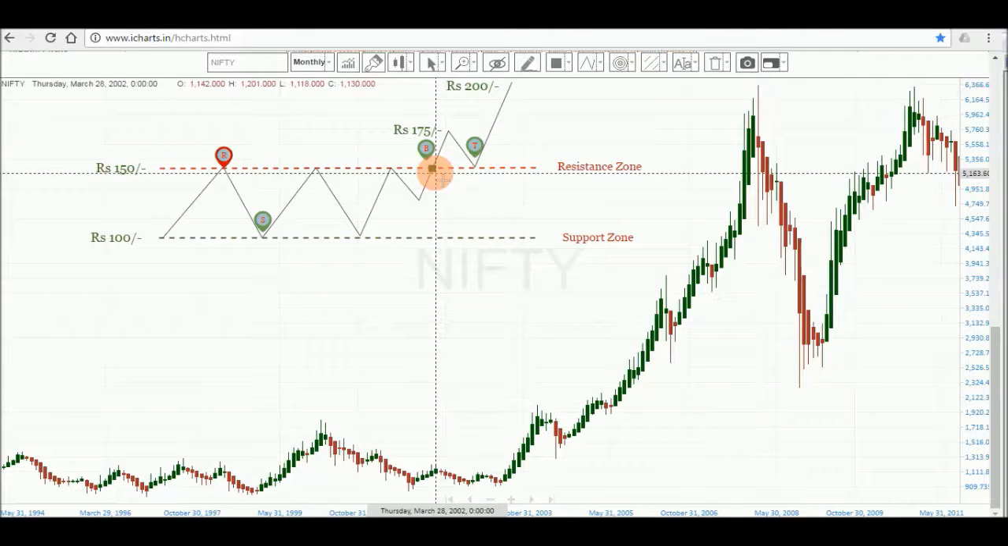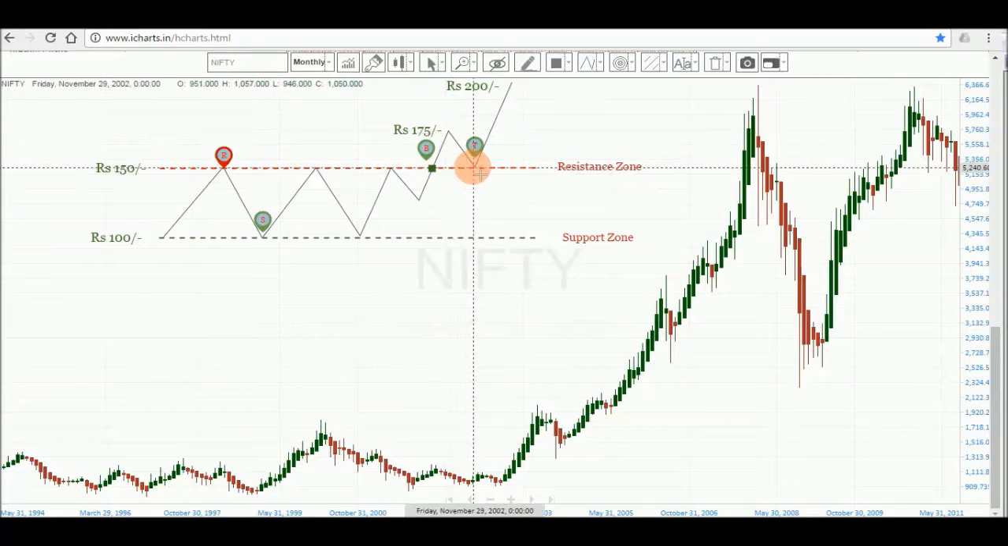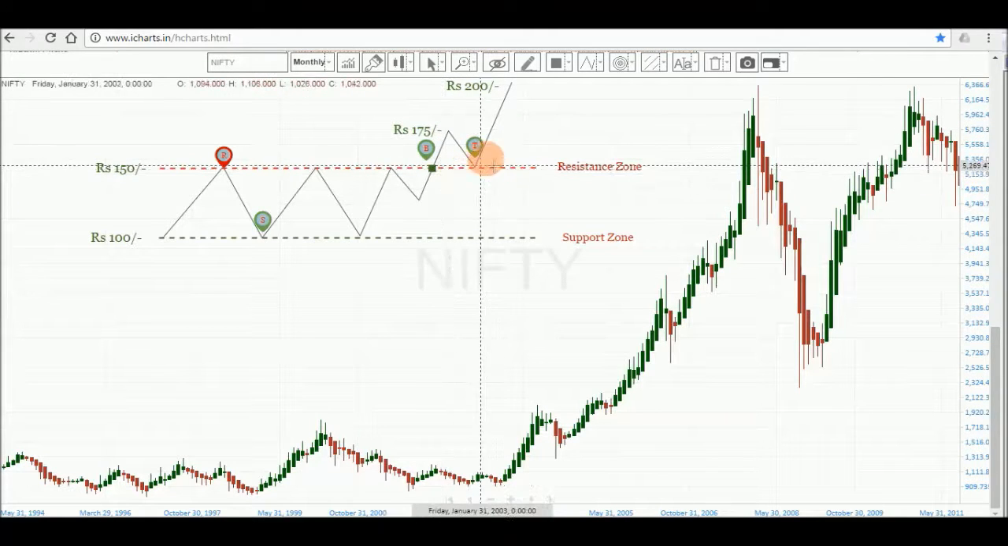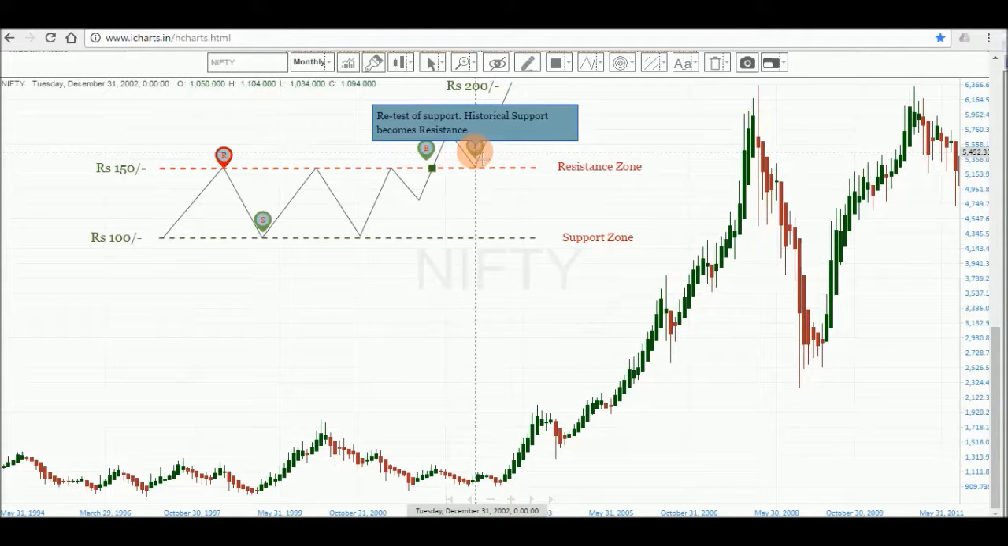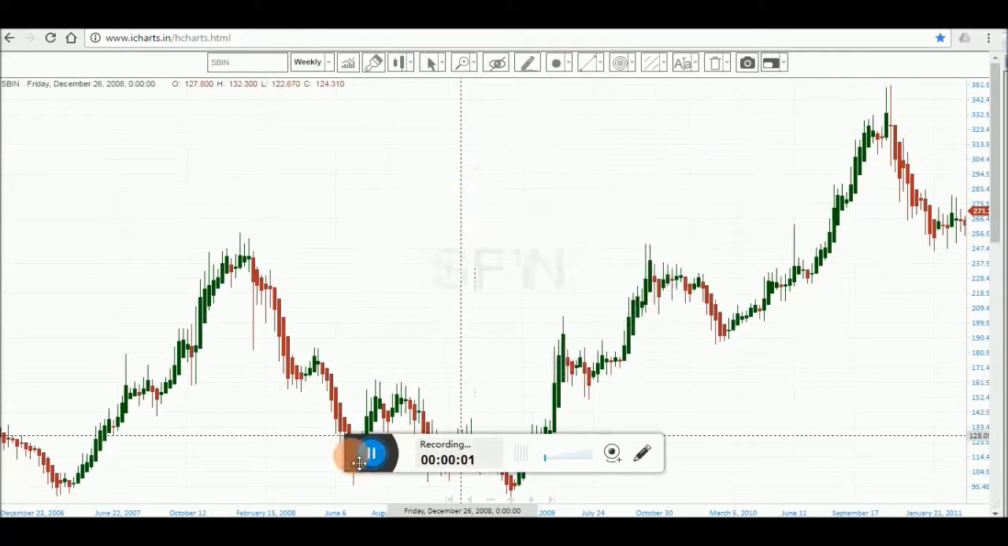Now in the same way as retesting of support, the price now moves back to rupees 150, and if the price bounces off rupees 150 levels, then it has successfully established rupees 150 as support levels. So now one would say that the previous resistance has now become a future support. I hope you understand how support and resistance can dynamically change in a market based on the current perception of the market participants.